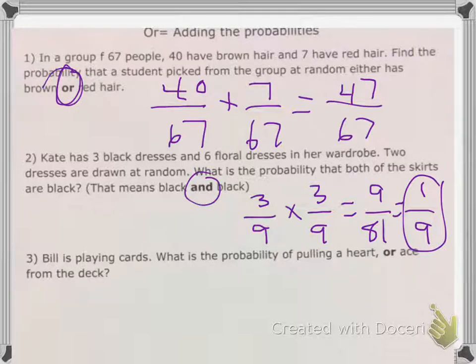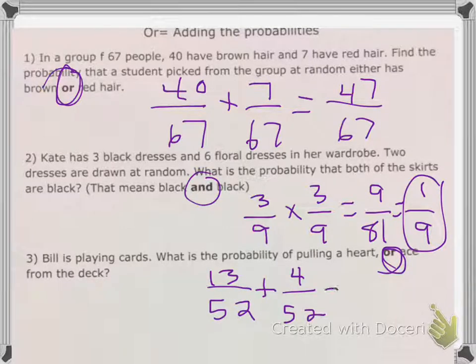Bill is playing cards. What is the probability of pulling a heart or an ace? Or is addition again. So a heart, there's 13 hearts out of 52 cards. An ace is 4 cards out of 52. We add those together to be 17 out of 52 for our total probability.